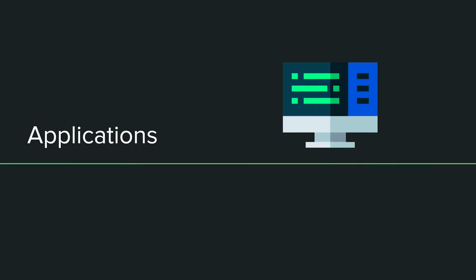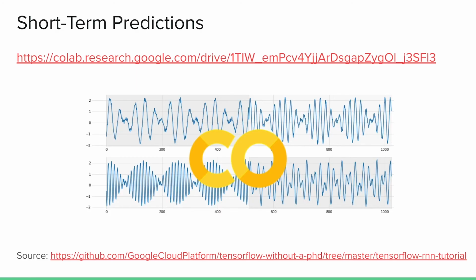But there are tons of other applications that we're going to take a look at now. The first thing would be to make some short-term predictions. So we can have an input sequence, a waveform or something, and we want to make short-term predictions. We only take a look at the first few examples that came along and then do something with it. So let's take a look at this.